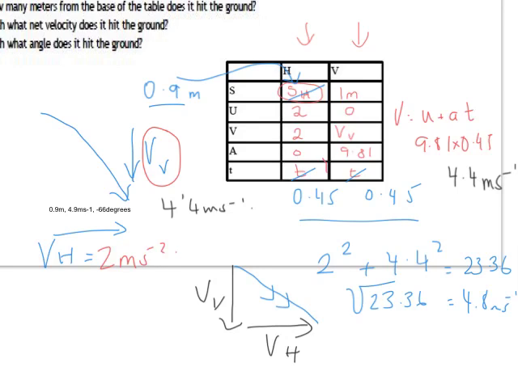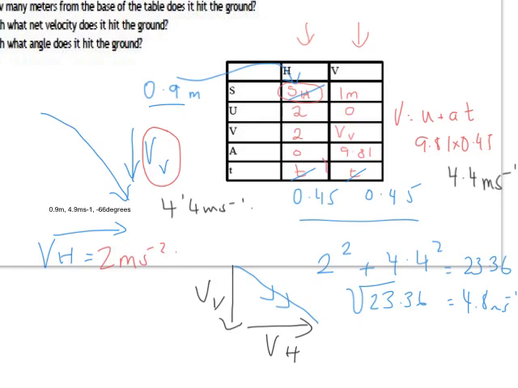Okay, so if we just follow through on this calculation, the square would give us 23.36, and then the square root of that answer would give us the value of the hypotenuse, which is 4.8 meters per second. And how do we find the angle?